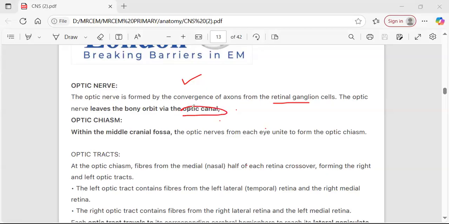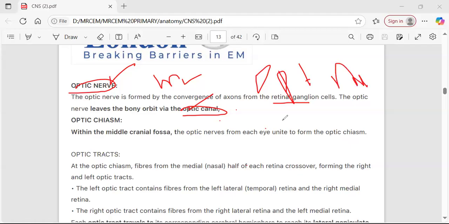If there is any issue of the optic canal, that will also lead to optic nerve problems. If there is any damage to the optic nerve, that will lead to monocular visual loss. If there is an issue on the right optic nerve, that will be right-sided visual loss. If there is left side, that can be related to optic neuritis. Okay, and it happens in multiple sclerosis. Optic neuritis can also happen after TB medication.